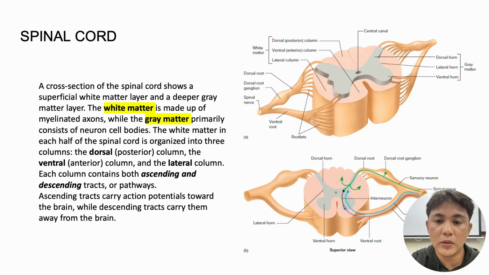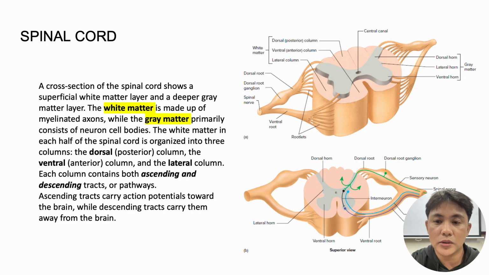Now, let's look at how nerves connect to the spinal cord. The dorsal root carries sensory information into the spinal cord. It also contains the dorsal root ganglion, which houses the cell bodies of the sensory neurons. The ventral root, on the other hand, carries motor information out of the spinal cord to the muscles. These two roots join together to form a spinal nerve, which is a mixed nerve containing both sensory and motor fibers.